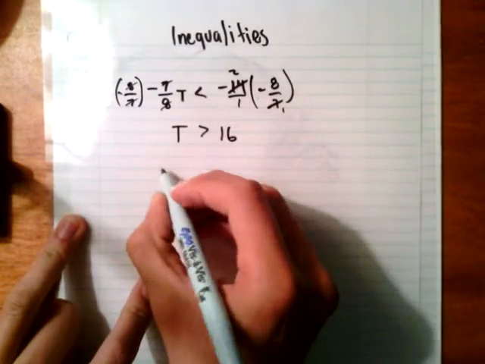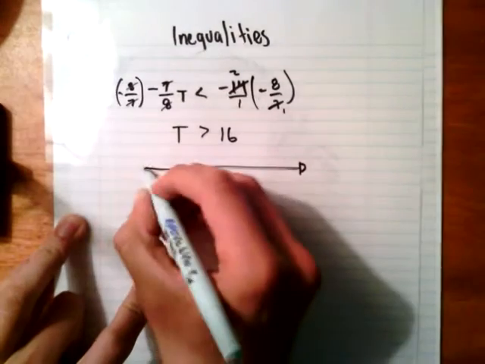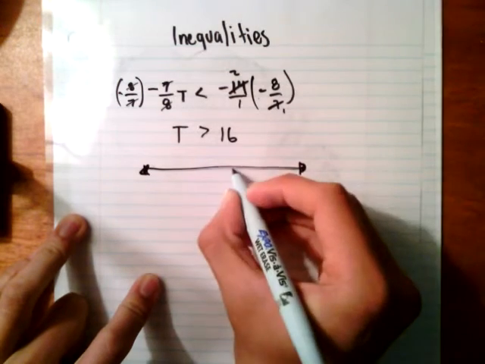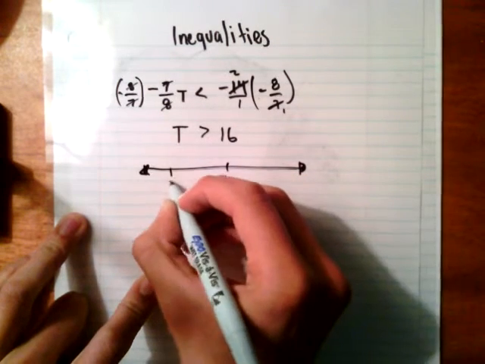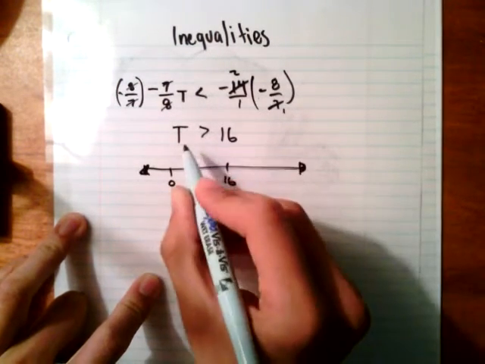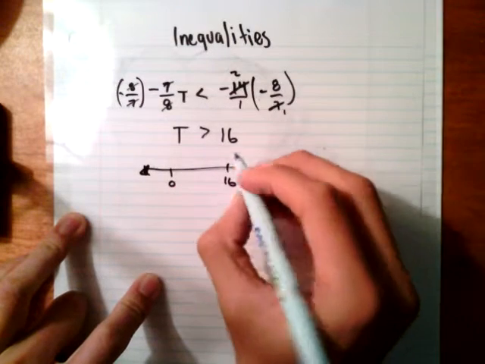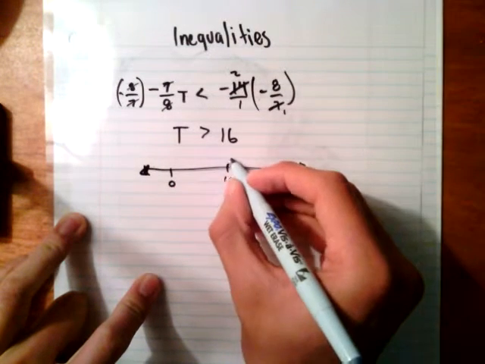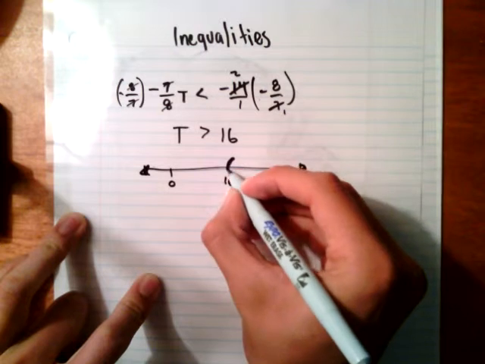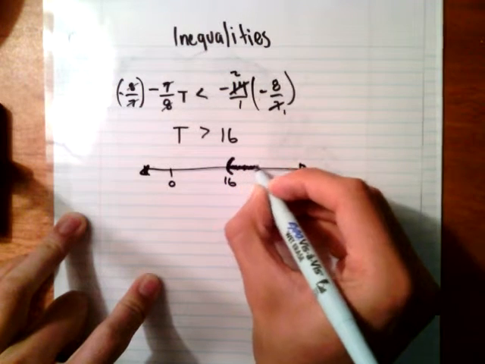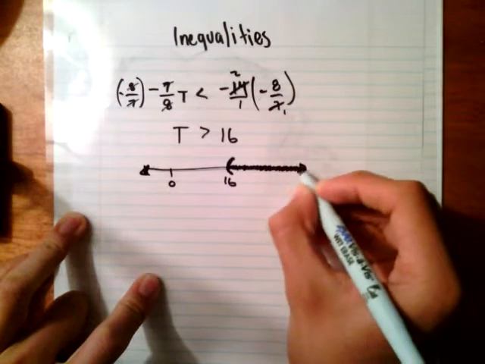Now let's graph this on the line. So for the sake of time, just imagine that this is where 16 lies, and then this is where 0 lies. We want t to be any value larger than 16, but it doesn't include 16 in our solution. So this time we're going to begin with a parenthesis, but we want everything to the right of 16.